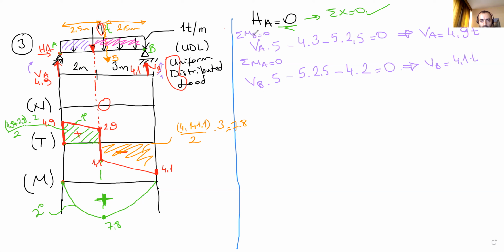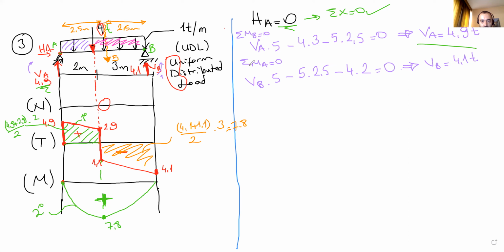We calculate the moment around the point B: VA times 5 here, minus 4 times 3, the moment coming from the point load, minus 5 times 2.5. This moment is coming from the UDL. Okay, equals 0. If you make this solution, you're gonna get this one. VA is 4.9 tons. Okay, I wrote it here.